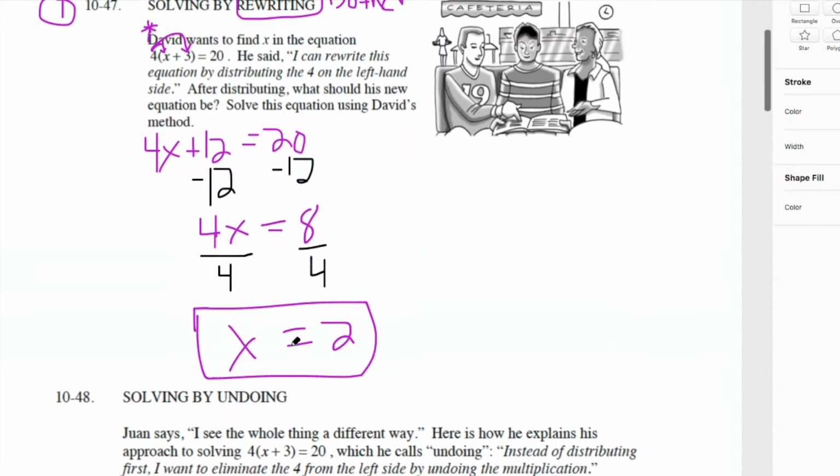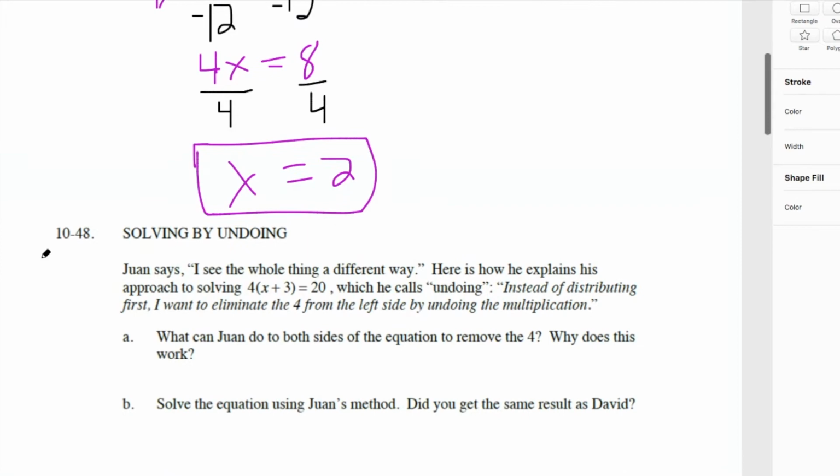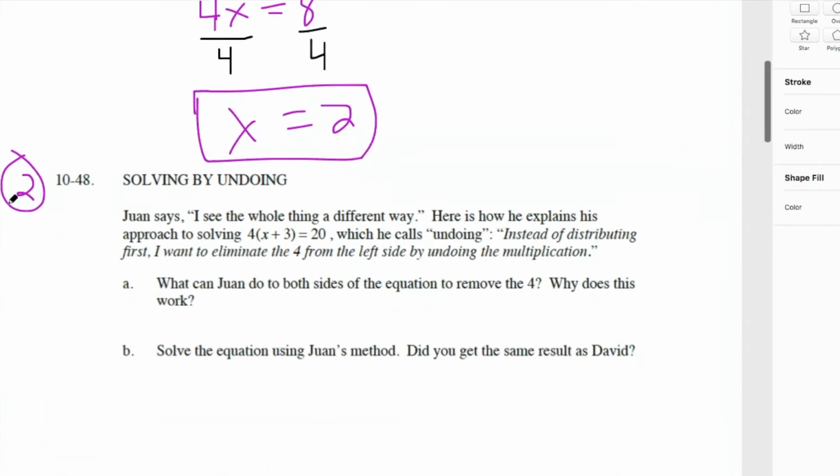Okay, so that's step 1, solving by rewriting, right? Do the math that's being suggested by the side of the problem, and then once you do that math out, hey, you can solve it using SADMEP. You can solve it using your normal solving skills. Okay, next one is number 2. Skill number 2 is going to be solving by undoing.